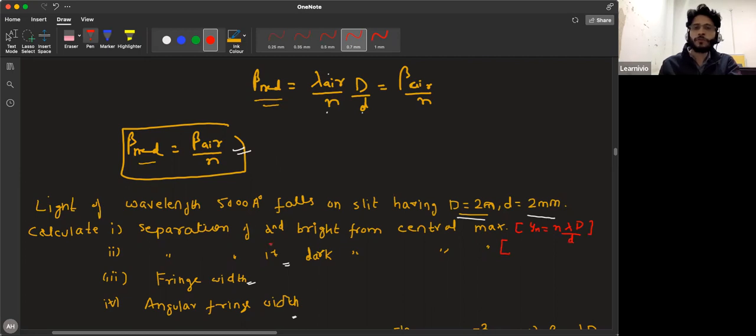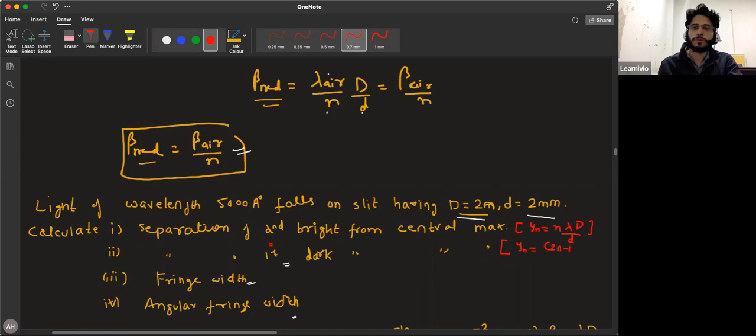Next, you need the separation of the first dark fringe from the central maxima. Which relation will you use? Lambda D by d. Not lambda, it is 2n minus 1, lambda capital D by 2d. This relation will be used.